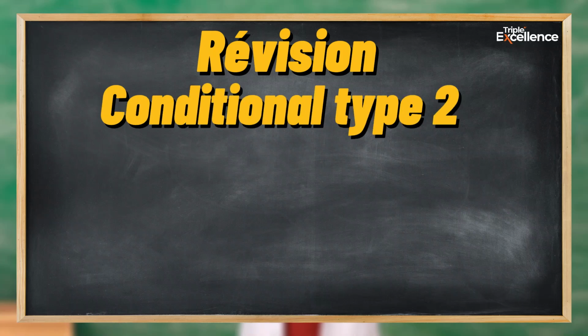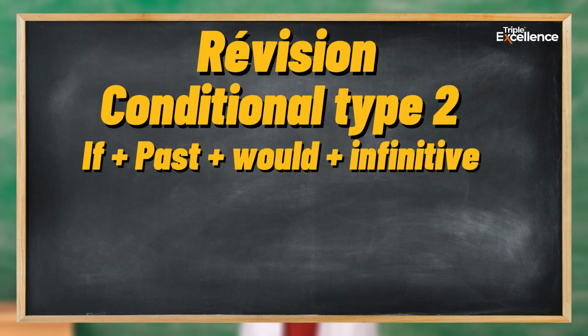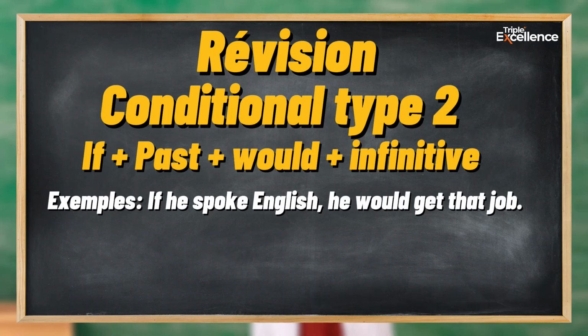Let's move to conditional type 2. The formula: if plus past tense plus would plus infinitive. Examples: if he spoke English, he would get that job.